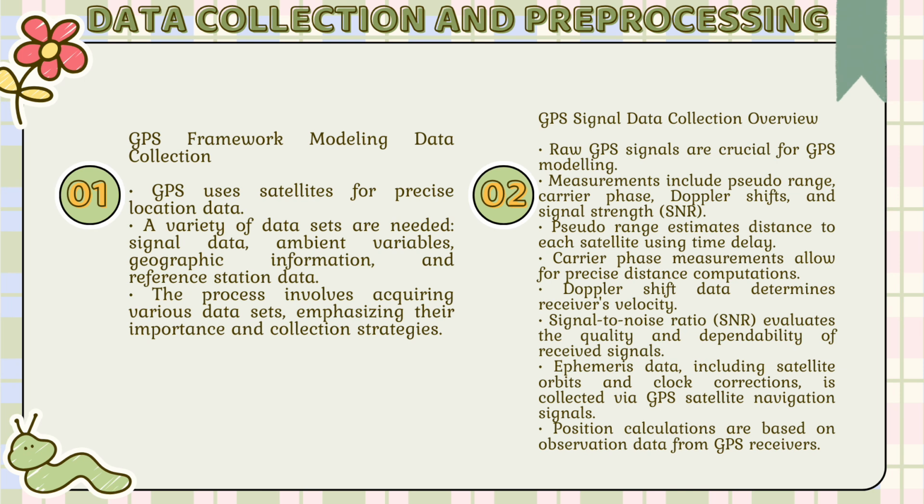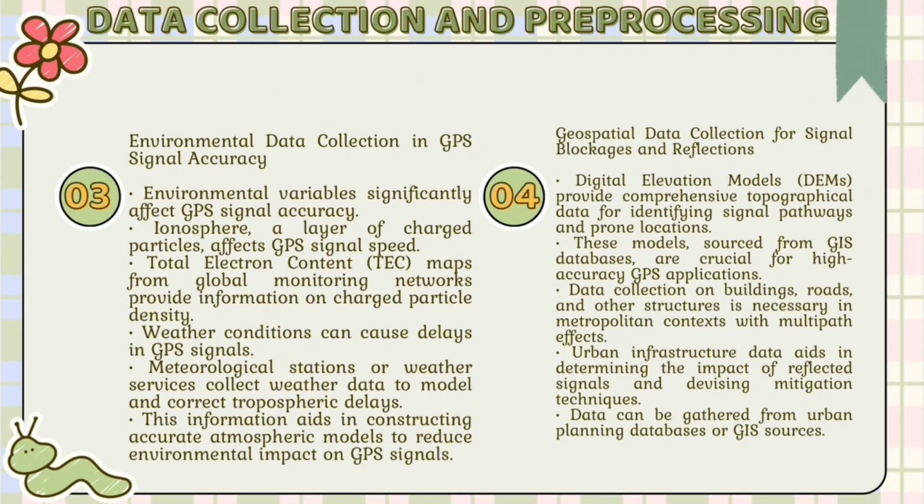So ephemeris data, including satellite orbit and clock correction, is collected via GPS satellite navigation signals. So position calculations are based on observation data from the GPS receiver. Environmental data collection for GPS signal accuracy. Environmental variables significantly affect GPS signal accuracy. The ionosphere, a layer of charged particles, affects GPS signal speed.